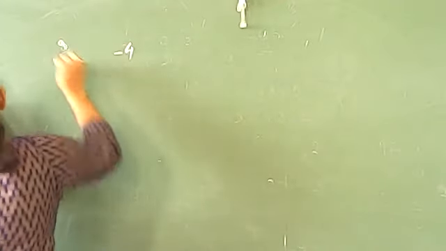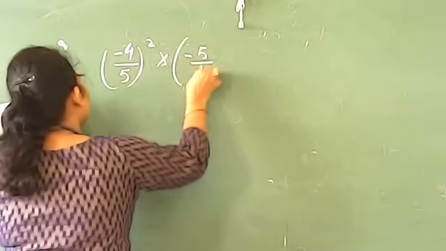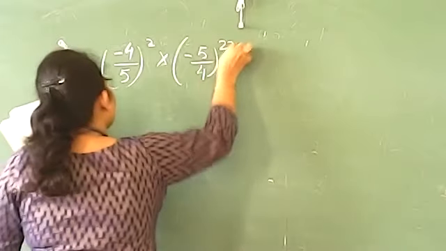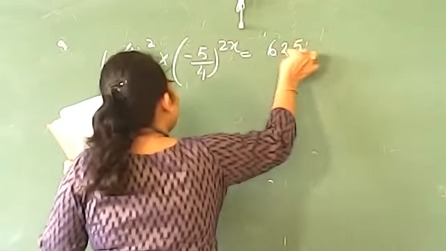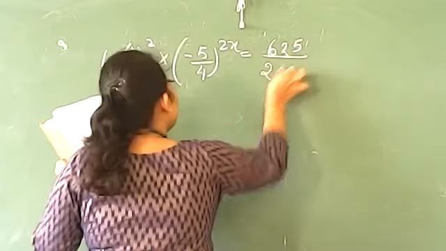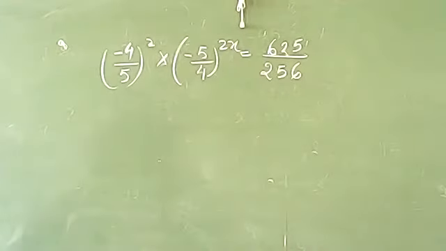Question number 9: (-4/5)^2 × (-5/4)^(2x) = 625/256. In this question also you have to find the value of x. So now what can we do?